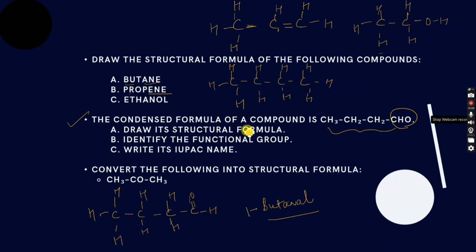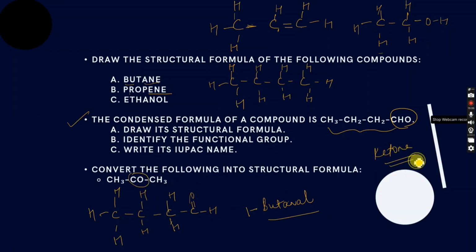Now the last one, convert the following into a structural formula: CH3, CO, CH3. Now you see what functional group is present there. In between, if you see CO, that means it's a ketone. So for a ketone you have to draw the structural formula. Ketone is C double bond O, right? On the top you write double bond O for the carbon, and the remaining ones you'll put the carbons there. So the structure you have to draw.